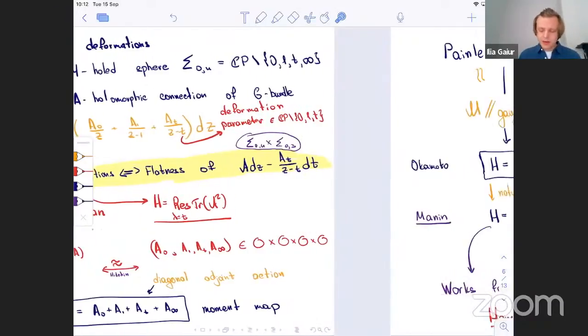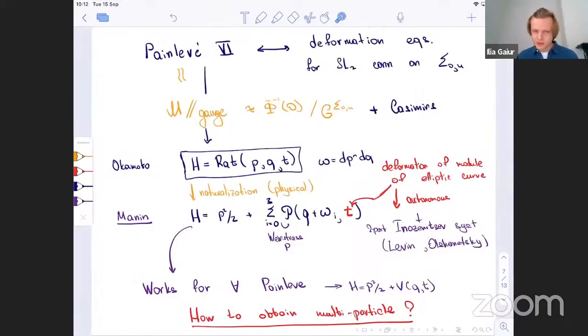So what are the Painlevé equations? I will just introduce the Painlevé-6 equation. The sixth Painlevé equation is just the deformation equation for an SL2 connection over a 4-punctured Riemann sphere. And these equations can be obtained by the Marsden-Weinstein reduction with respect to the moment map I introduced before, plus we need to resolve some Casimirs.